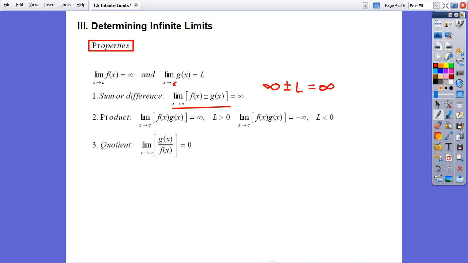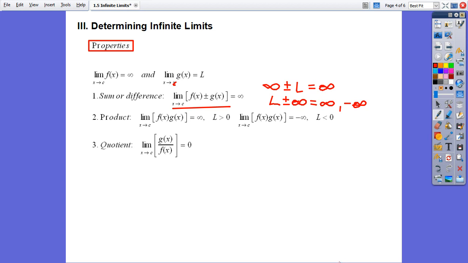Now, if it's the other way around, if it's L plus or minus infinity, now things look a little different. I mean, think about it, again, just think of it sort of intuitively. If we have a constant plus infinity, that would be infinity. However, what's a constant minus infinity? Well, we're removing more than what we started with, and so that would be negative infinity. So we definitely could get a negative infinity as one of our answers for those.